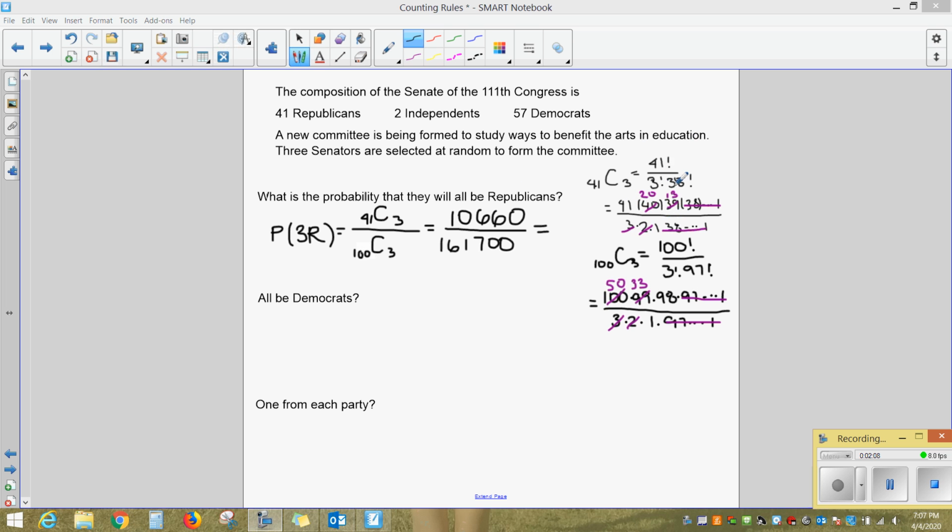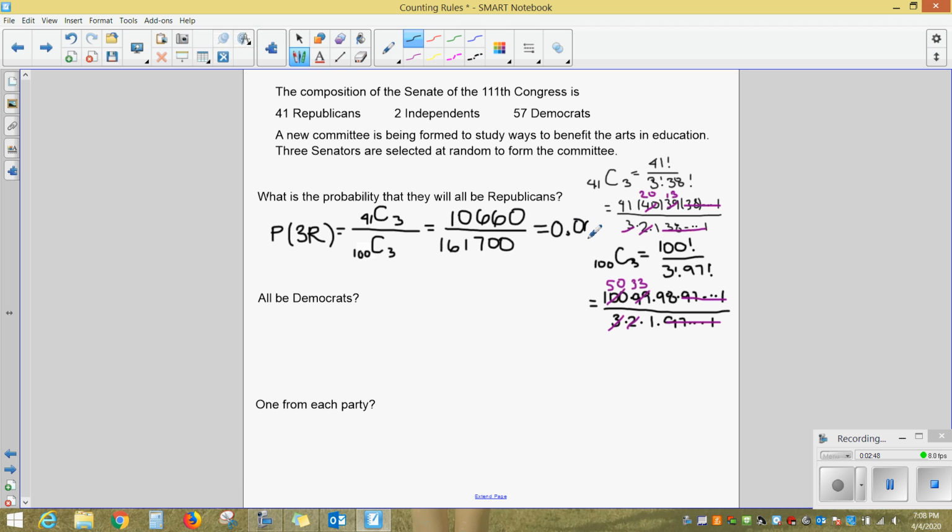So 41 choose 3 means I have 41, 40, 39 on top, and 3, 2, 1 on the bottom. We can either reduce, or you can use your calculator, those are doable numbers, but you should get 10,660. On the bottom, 100 choose 3. You have 100 times 99 times 98, and everything from 97 and down goes away, and then 3, 2, 1. You don't have to take the 2 out of the 100, you can take it out of the 98, but if you clean that up, you get 161,700. On these, you do not have to leave them as a fraction in lowest terms.